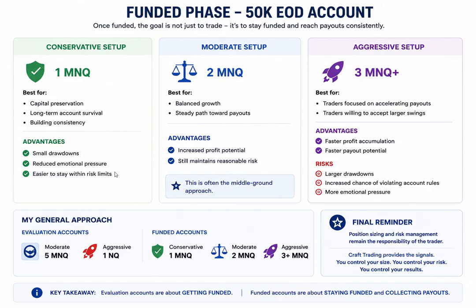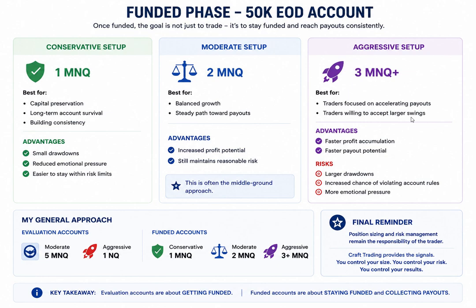The other setup is moderate, which gives us a more balanced setup. A profit of 300 ticks TP is going to give us $300 with 2 MNQ, with a $500 loss on losing days. So it takes about 4 consecutive losing days to maybe blow up the account. And aggressive is going to be 3 MNQ and more; it can be 4 MNQ, can be 5 MNQ.